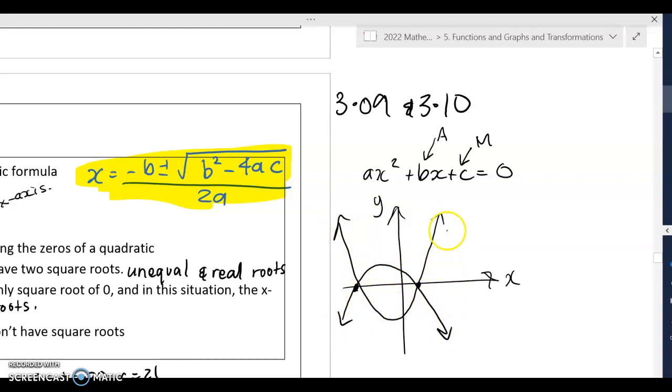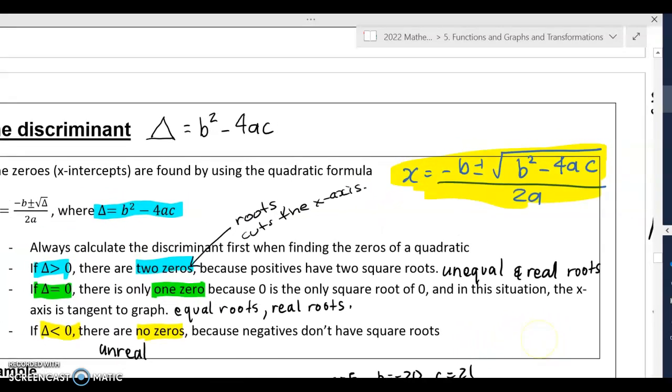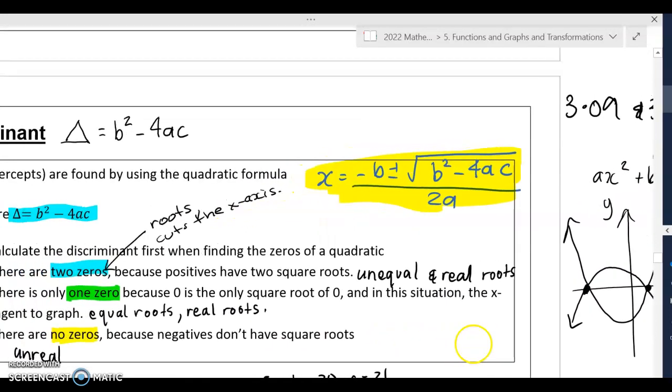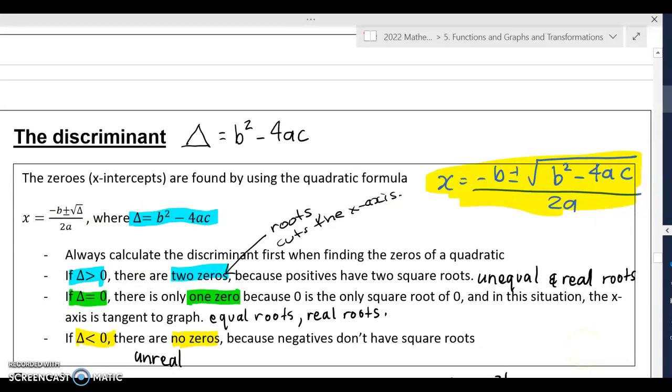But that would happen when our discriminant is greater than 0. We'd have two different solutions. We could also call those solutions, or our zeros or our roots, unequal roots. They're unequal because there's two values that are different. Our value here is different to here, so we'd call them unequal, but we'd also call them real roots. The numbers are not unreal, they're not imaginary, they're real numbers. So they're all different ways that could be asked of you in a question. And that's our discriminant greater than 0.